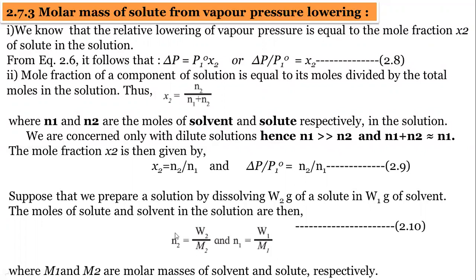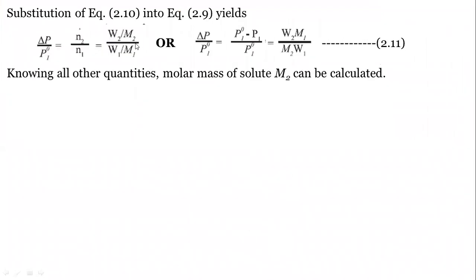So putting these values of N2 and N1 in this equation, delta P upon P01 is equal to N2, and N2 means W2 divided by M2, we are putting. So delta P upon P01 is equal to N2, this is W2 upon M2. This is the value of N2. W2 is mass and M2 is molar mass. For N1, W1 is mass and M1 is molar mass.